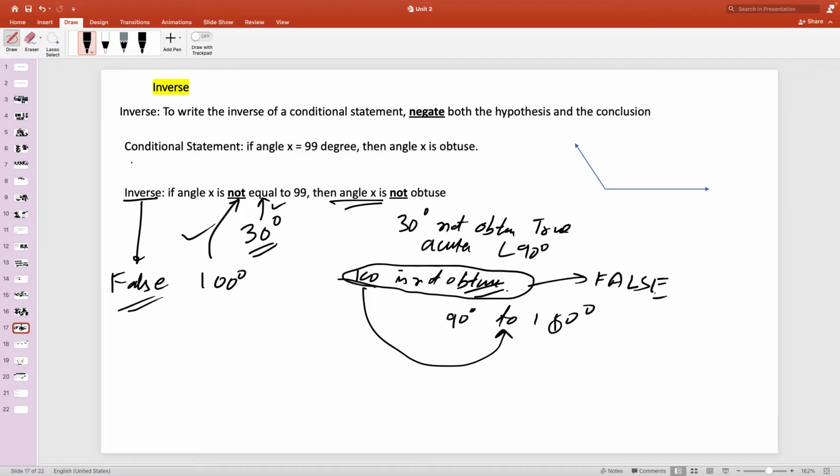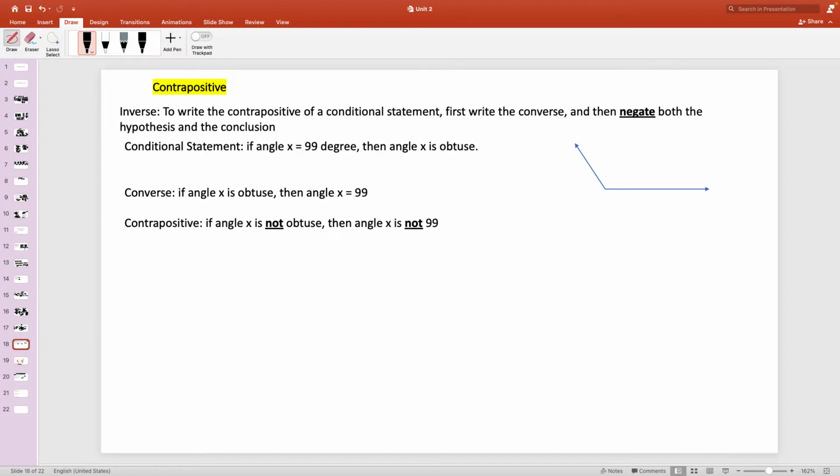So just to summarize, if you are given a conditional statement and you are asked to write an inverse statement, you have to negate both the condition and the conclusion. And we did that, and then we evaluated if it is always true or false sometimes. And we found out that it is false actually. So that was inverse. And then the next concept is contrapositive.